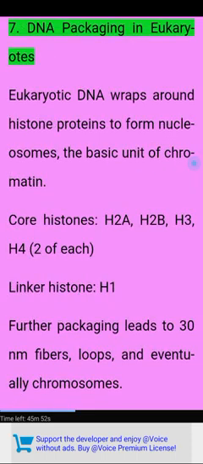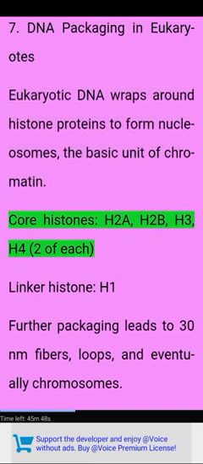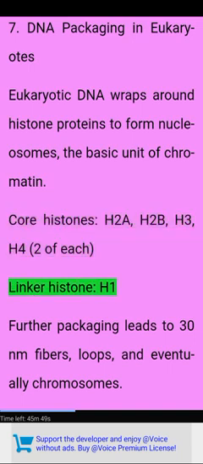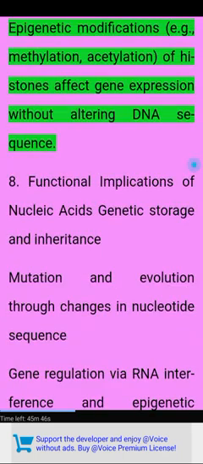7. DNA packaging in eukaryotes. Eukaryotic DNA wraps around histone proteins to form nucleosomes, the basic unit of chromatin. Core histones are H2A, H2B, H3, H4, two of each. Linker histone is H1. Further packaging leads to 30 nanometer fibers, loops, and eventually chromosomes.